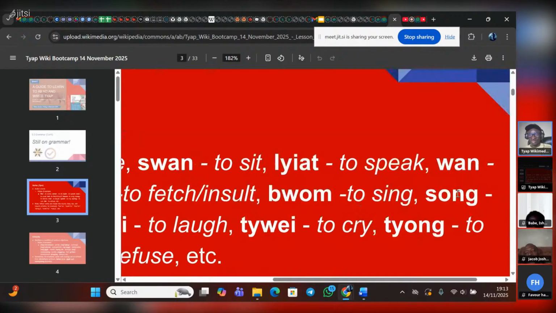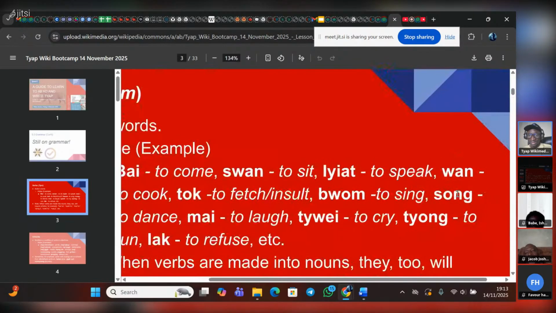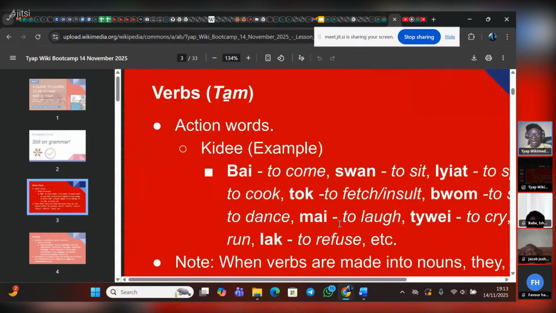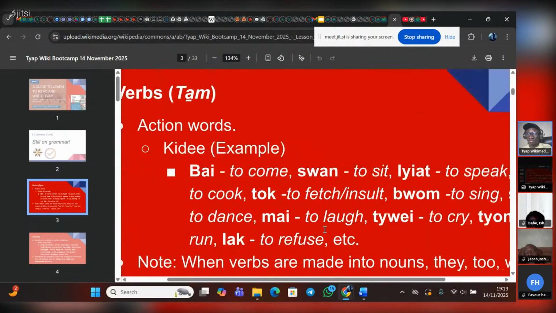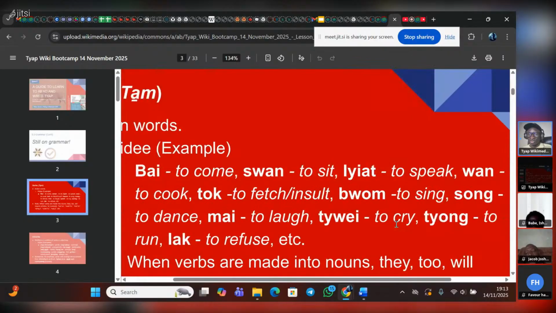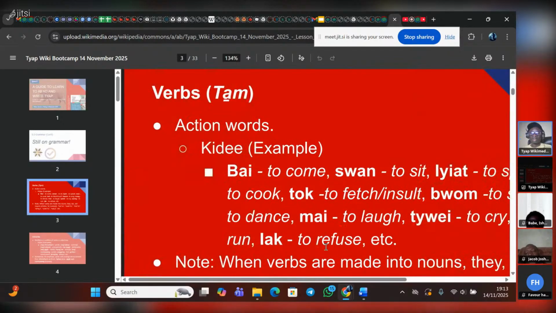We have song. Song means to dance. And then we have my. My means to laugh. Tway, to cry. Tiong, to run. Lap, to refuse. And mind you, these words can actually have other meanings apart from the ones that we have, but we'll get to know that much more later.